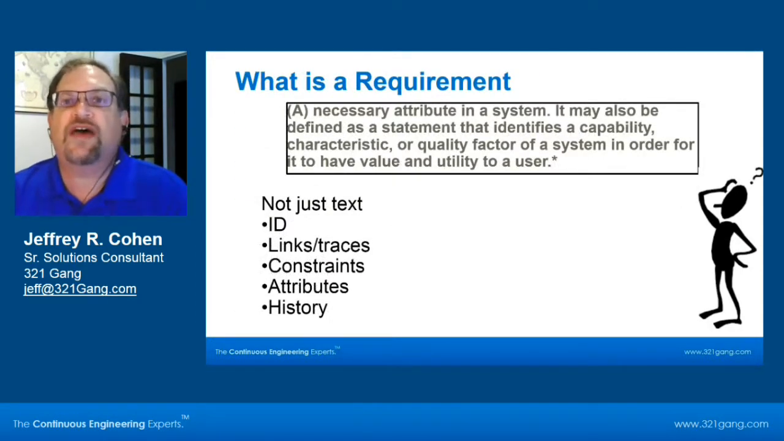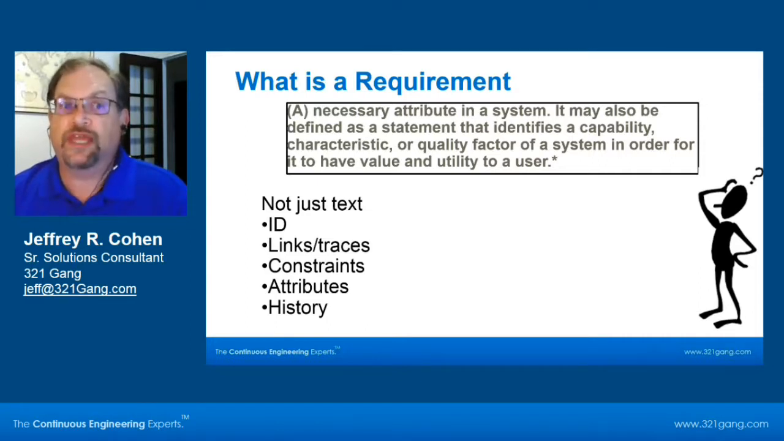We're going to start with the definition of a requirement. And there it is written for you right on the screen. It's a necessary attribute of a system that may be defined as a statement that identifies a capability. You can read this just as well as I can. What's important here is that there's more to the requirement than just the text. It has an identifier, and that identifier is unique throughout the program, and it remains consistent and unique. So if you remove a requirement, which happens all the time, you don't reuse that ID.